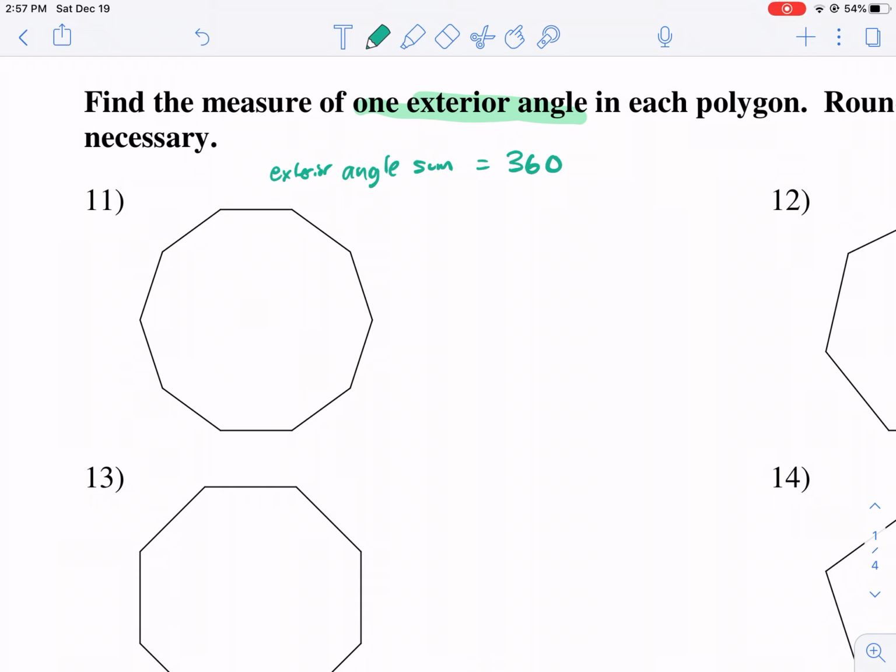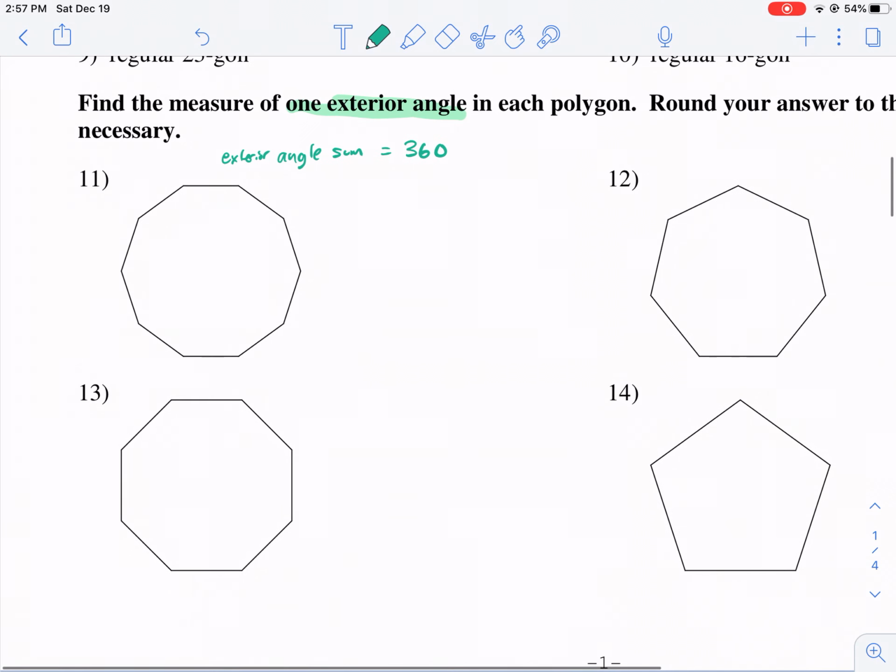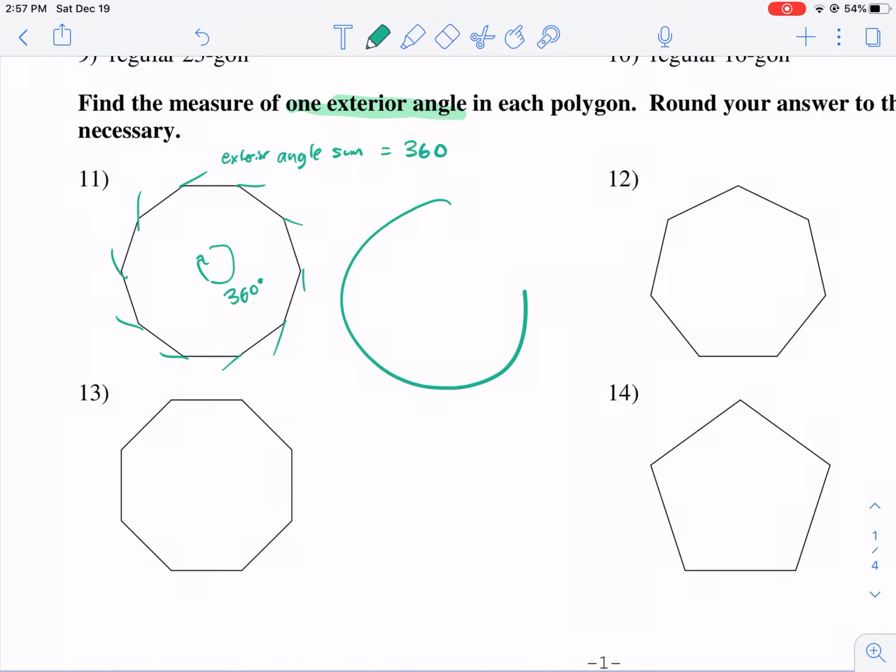I think it's the 6.1 notes. It talks about how, as you add the number of sides, it looks more and more like a circle. So this one's starting to look like a circle, and as we know, circles have 360 degrees. The exterior angles are these ones right here, and as you add an infinite number of exterior angles, it's going to become a full circle.